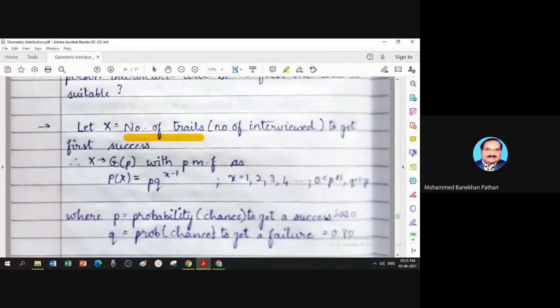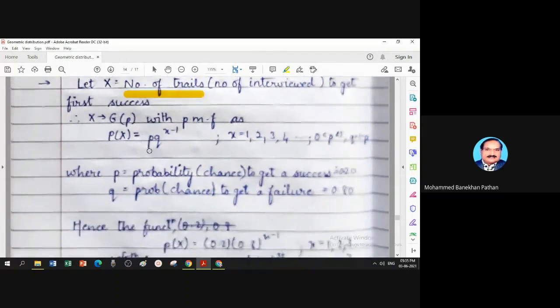Therefore, X follows geometric with P, having PMF, P of x equal to, this x should be small, P times Q raised to x minus 1. If the variable starts from 1, the power is x minus 1. If the variable starts from 0, the power is x alone. That is to be remembered. So X takes values 1, 2, 3 up to infinity. P is a probability strictly greater than 0 and less than 1. Q is 1 minus P.